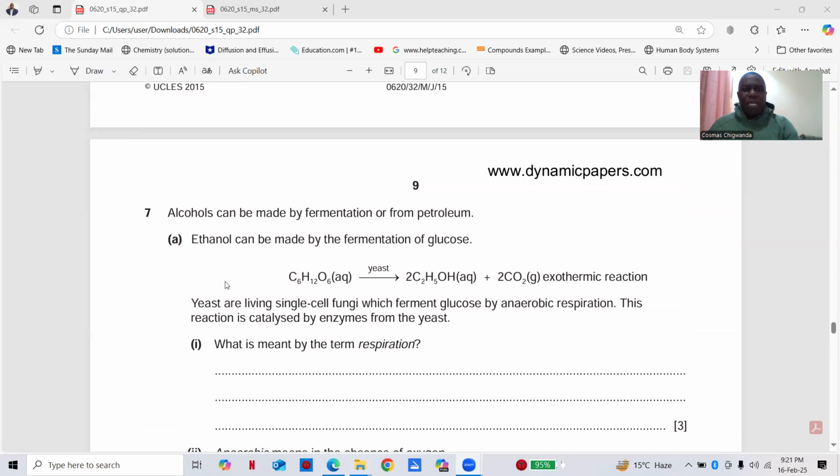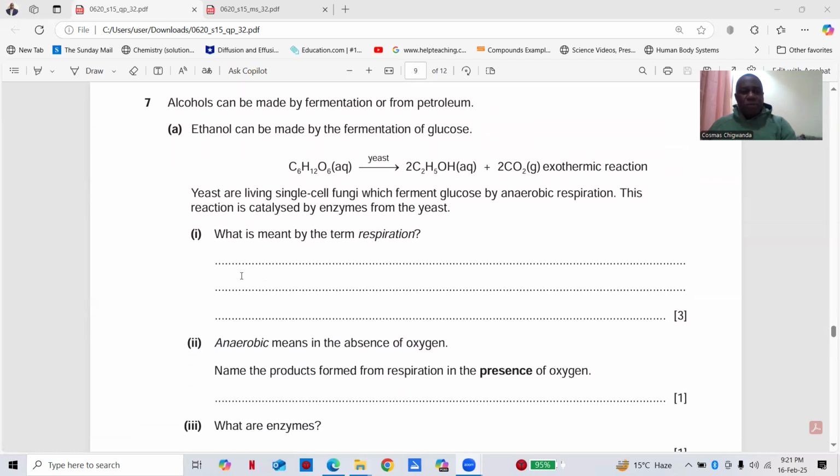Ethanol can be made by fermentation of glucose. So there you see the equation, which is illustrating the fermentation of the compound glucose, C6H12O6. It can actually be fermented in the presence of yeast. And then that is an exothermic reaction. We produce ethanol and carbon dioxide. So the first question was, what is meant by the term respiration?